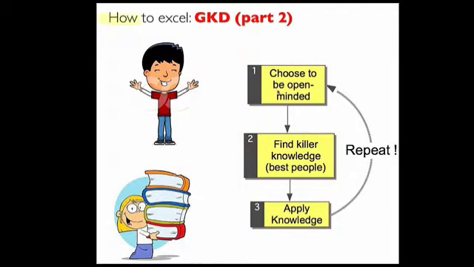How can I excel? Part 2, and this is getting knowledge down, or GKD. And step 1, I can choose to be open-minded. Maybe all those really smart people who have been doing this for many years have learned something that would be useful to me. Perhaps if I learn that, I can get better. Then I can find this knowledge and get the knowledge figured out, and then just apply this knowledge. And of course, this is a highly iterative process.